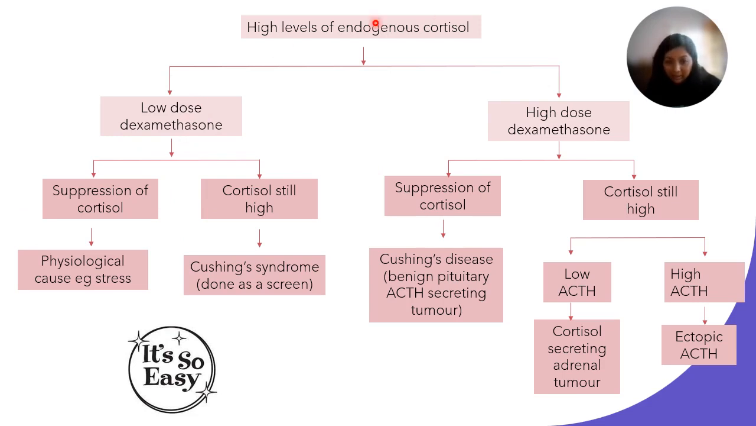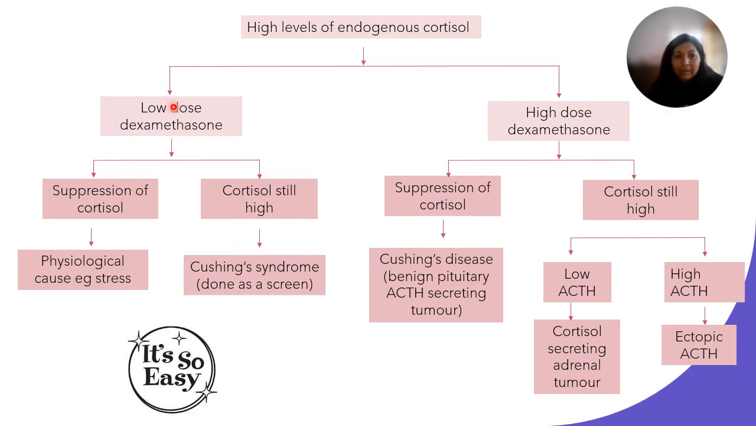If you had high endogenous cortisol, you give a low dose dexamethasone, you give the patient some time for the dexamethasone to get into the system and do what it needs to do. If you are able to suppress the cortisol with a low dose dexamethasone, that usually implies that that high level of cortisol that was there in the first place actually had a physiological cause, because you are able to suppress it quite easily with the low dose of dexamethasone. And one of the most typical reasons you would give for this is some kind of severe physiological stress. Maybe exams in your case.